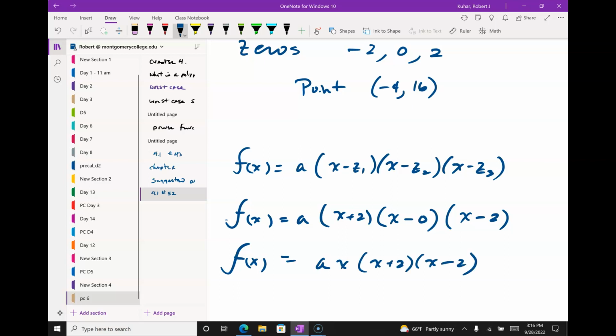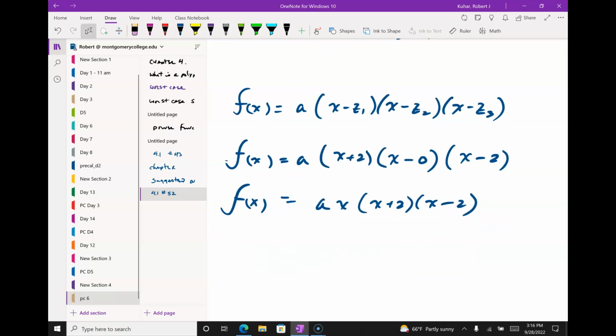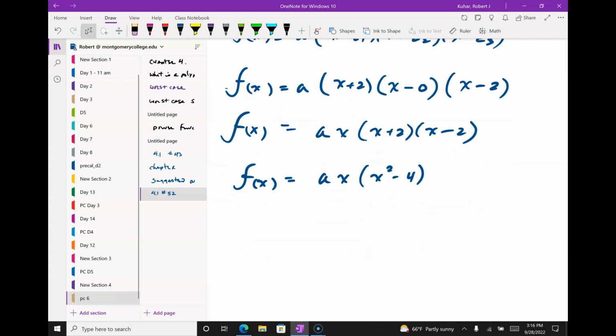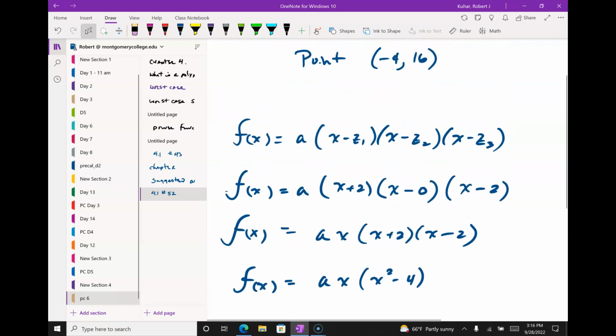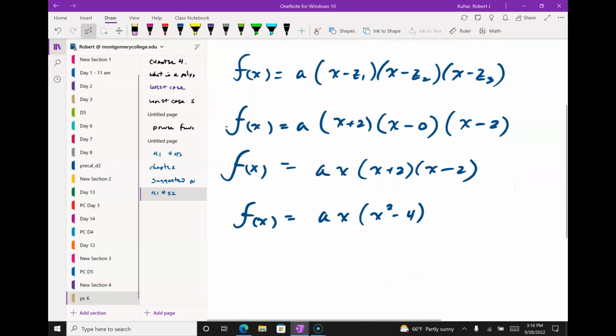I certainly could expand now out to standard notation, right? Or I could find A first. So this is A times x squared minus 4, right? Hopefully that foiling those things out are pretty quick for you. It doesn't matter. I'm saying it really doesn't matter when I put this value in. It should always give me the same value of A. Let me stop here and put in my point.